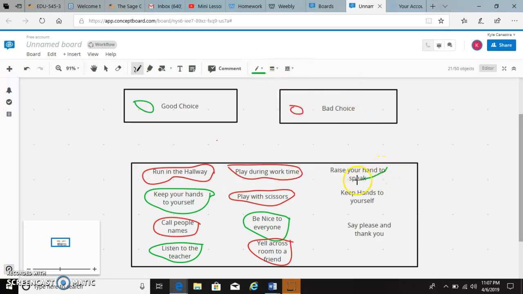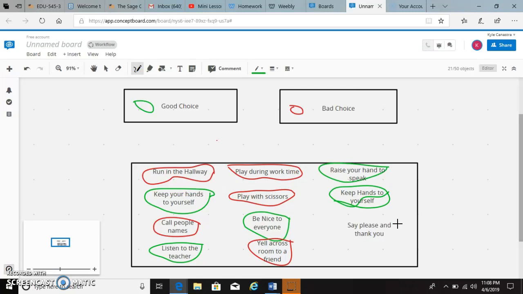Good. If we raise our hand, then you'll be called upon, and the teacher will know that you're ready to talk, and you'll know that the teacher is ready for you to talk. Good. Keep your hands to yourself. Good. Keeping your hands to yourself is a good choice. Like I said, it shows that you're calm and that you're ready to move on with the next thing.